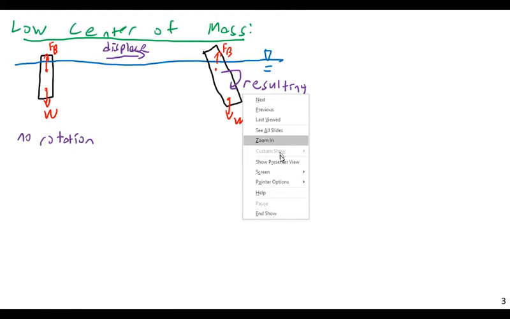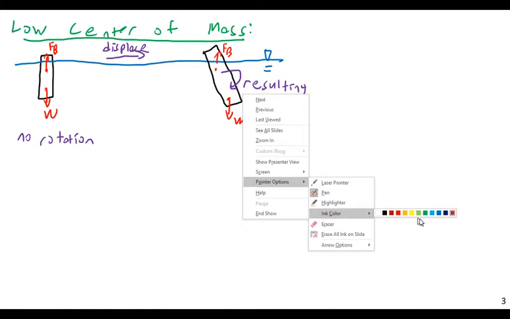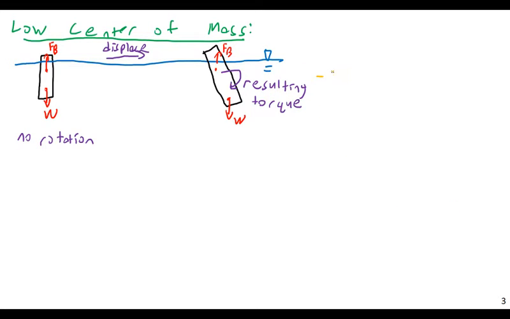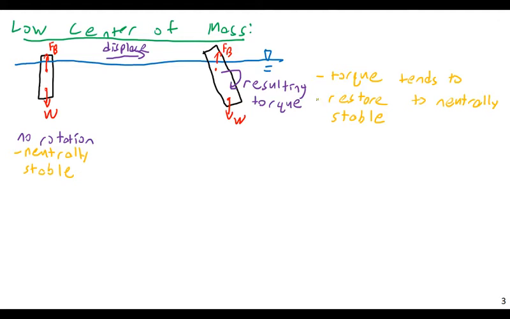Notice this is a restoring force. The torque tends to restore the object, tends to restore to neutrally stable. So when there's no rotation, this is what we mean by neutrally stable. It's a neutral rotation. This is why it's very useful to have your center of mass lower than your center of buoyancy.